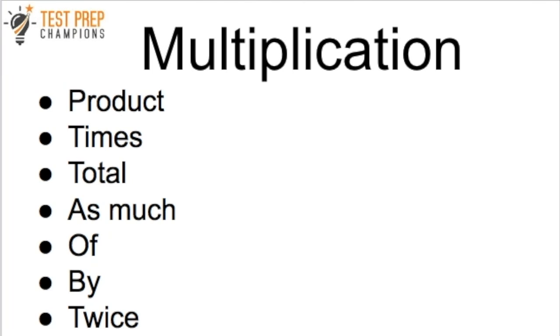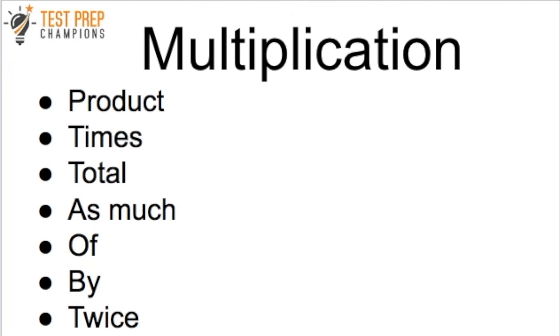You might have noticed that on our keyword list for addition, we had total, and we also see that total shows up on multiplication. That's a perfect example of why it's important to still think critically when you're problem solving. If you just memorize the list for addition and you see the word total and you think that always means you're going to have to add, that's not the case, because we see right here that total can also be a keyword for multiplication.